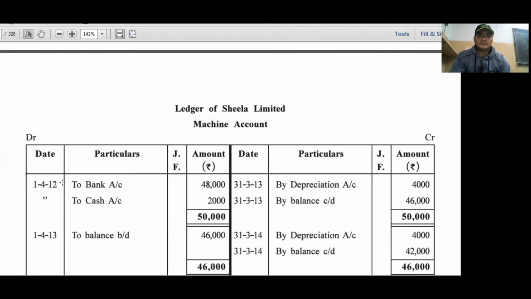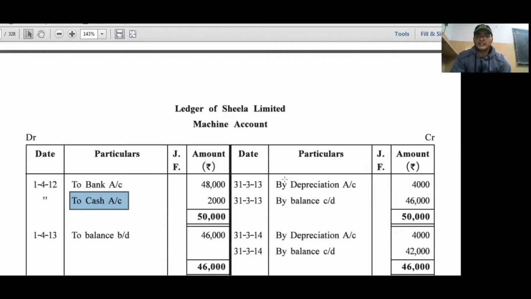In debit side, first of all, we have to write to cash, to bank and to cash. Because if I am purchasing any asset, it affects the bank account. And if I am paying any installation or transportation charge, it affects the cash account because our cash and bank balance are going out.